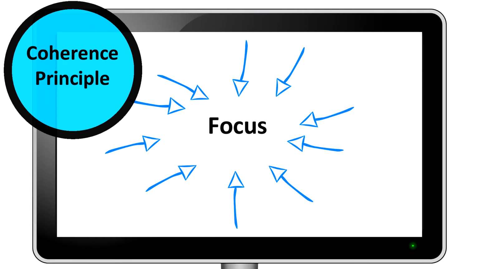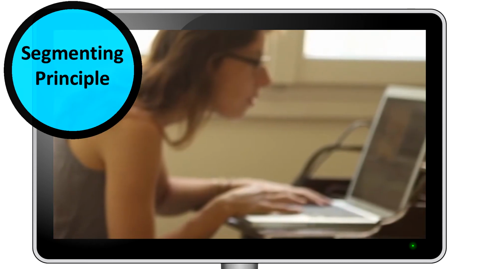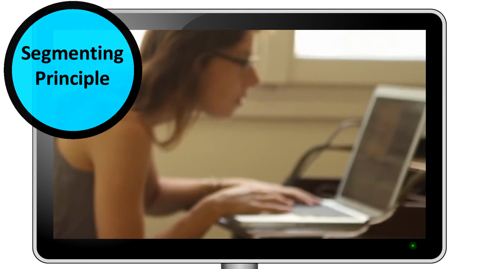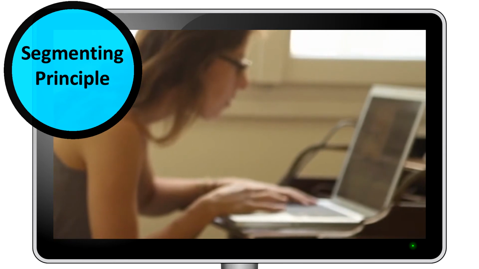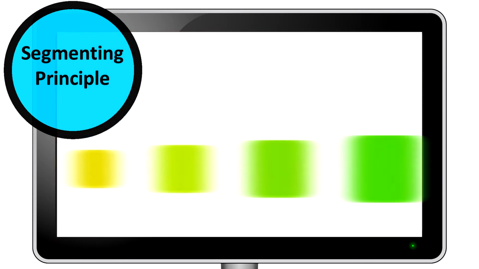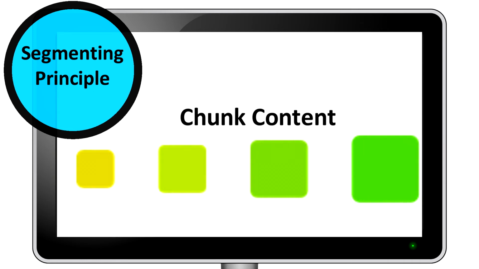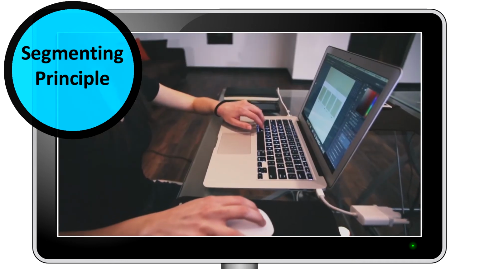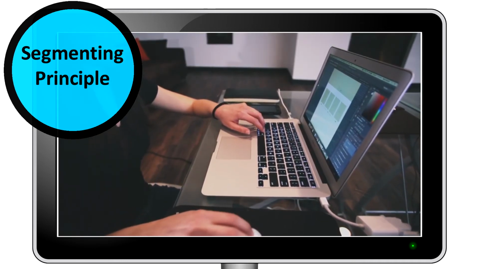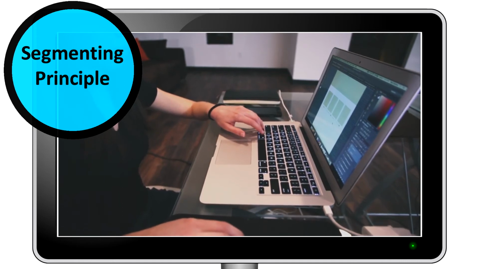Tying in with thinking through and organizing your main points is the segmenting principle, which states that it is best for learners to gauge for themselves when they're ready to advance. Make it easier for them to do this by breaking down your topics into smaller chunks. If you follow this advice, you'll make things easier for yourself in case you need to go back in and change a graphic or restate something that you said.